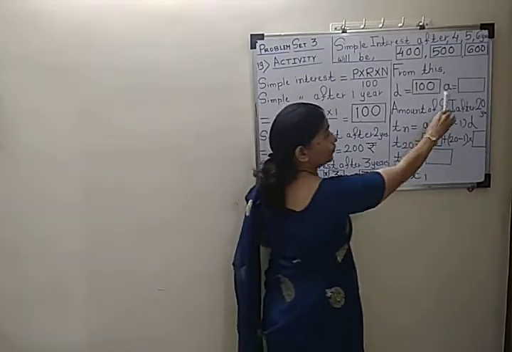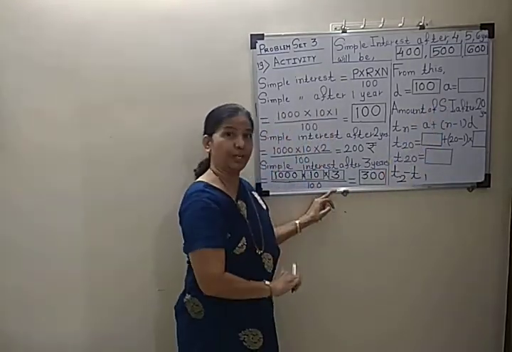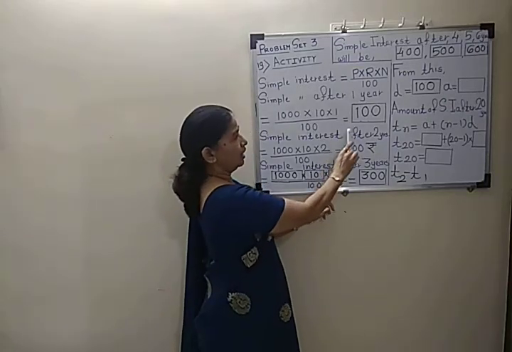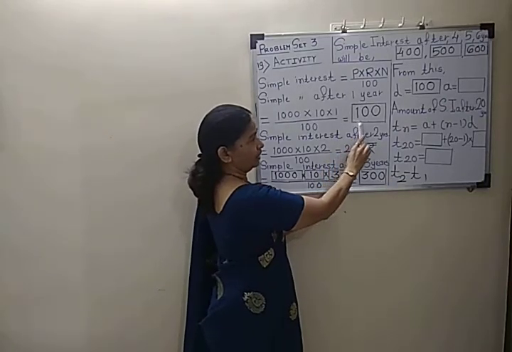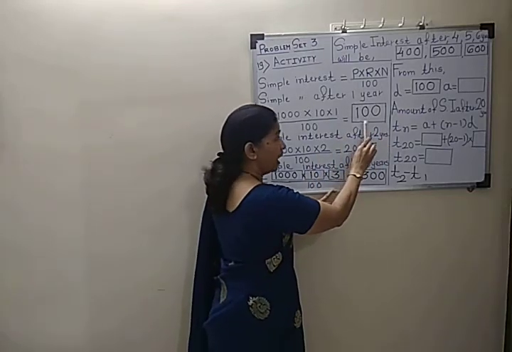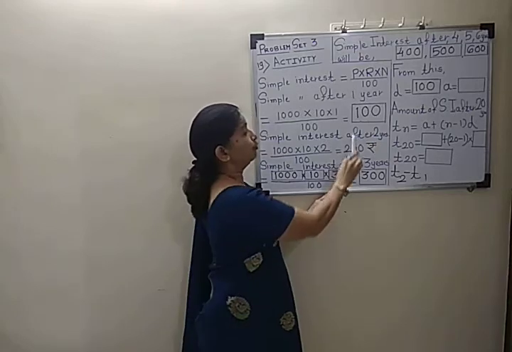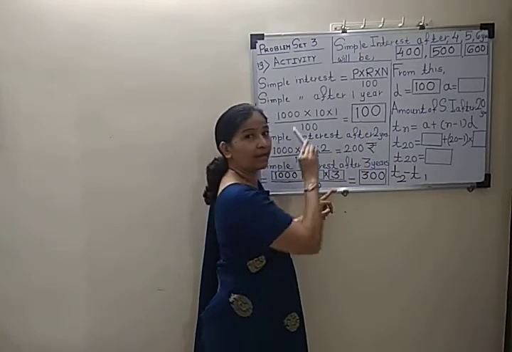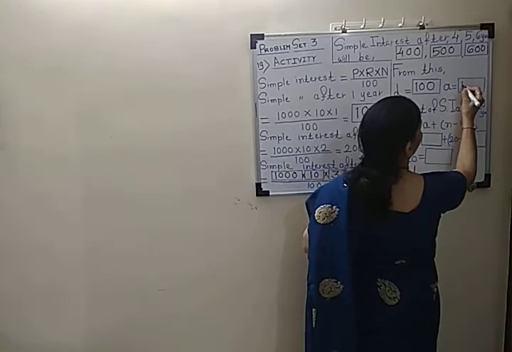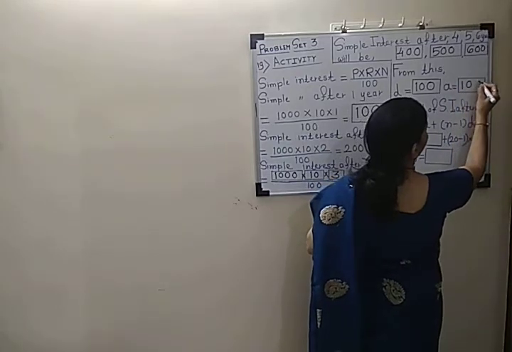Now what about A, they are also asking? May I say A means T1, means first term. So our first term T1 is coming as 100. T1 means A. So may I write here A is equal to 100.